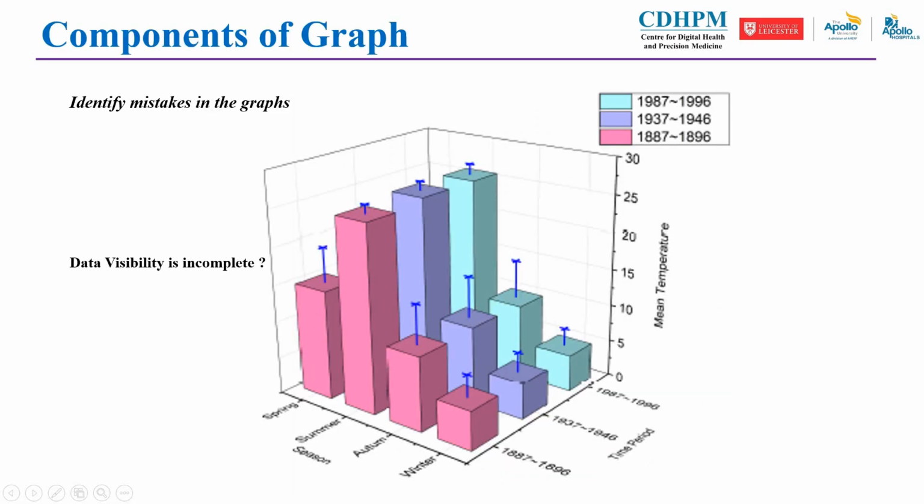Similarly, can you see that in the first category, I'm not able to see all the variables or all the data points in that particular category? That is a problem. However, in this category, I can see pretty much all the categories except the first one in the spring. I cannot see the data points.